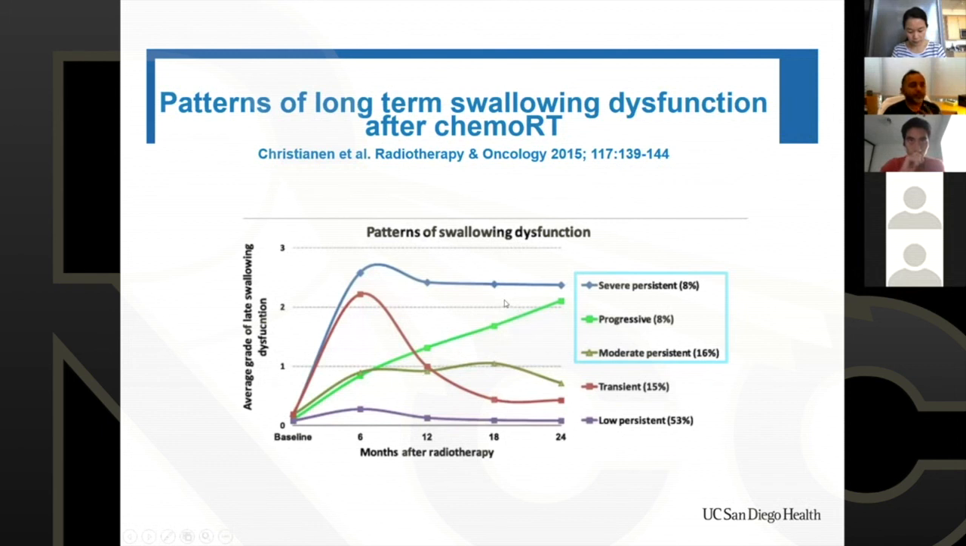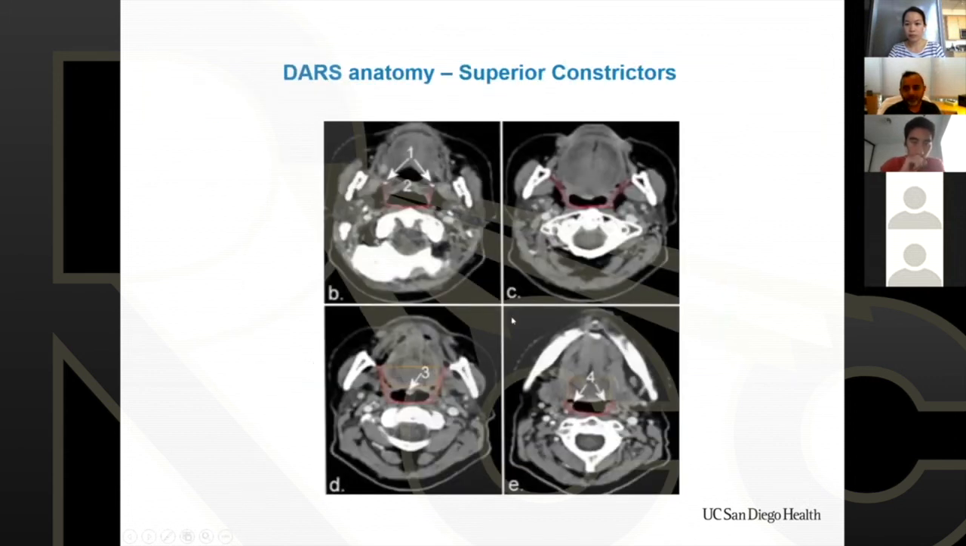And I will tell you that we understand this very, very poorly today as to how this nerve injury happens, or better yet, how to spare this nerve injury. But we do understand how swallowing is affected and what these constrictors, what the anatomy looks like. So I wanted to show you what this anatomy looks like.